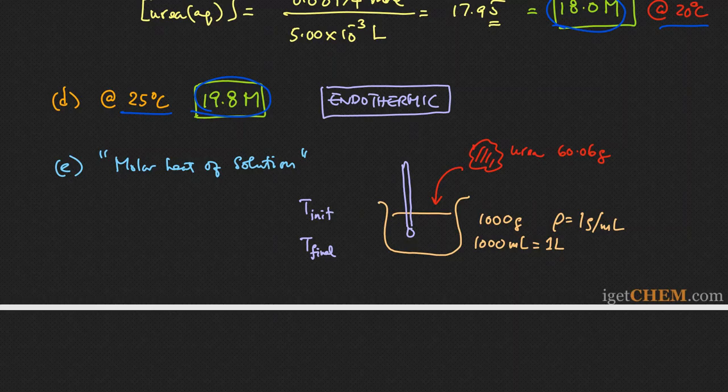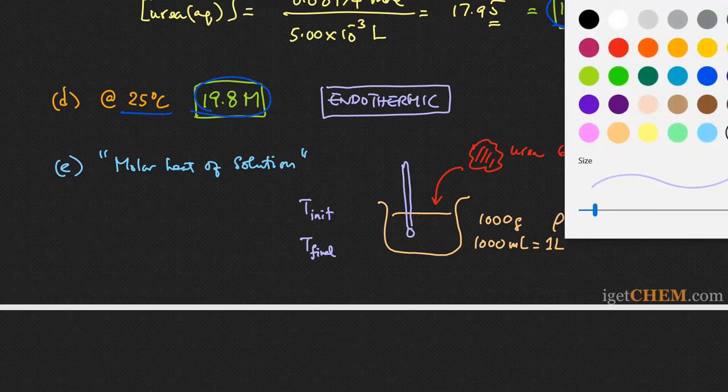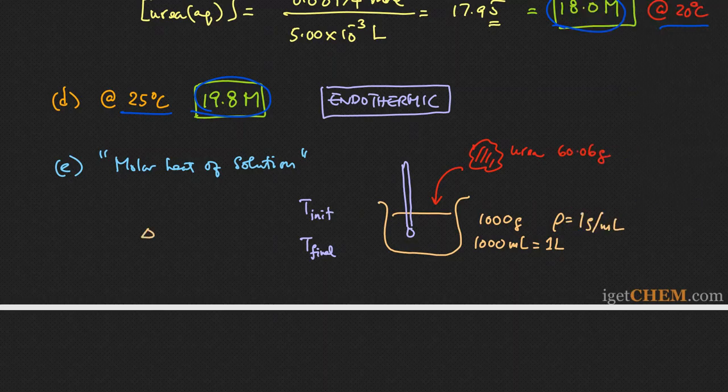And then you can use this heat capacity equation to calculate the amount of heat that is absorbed by the solution. So delta H is equal to the mass times the specific heat capacity multiplied by the temperature change. Now, of course, the temperature change is just T final minus T initial. So you have to make at least those 4 measurements.